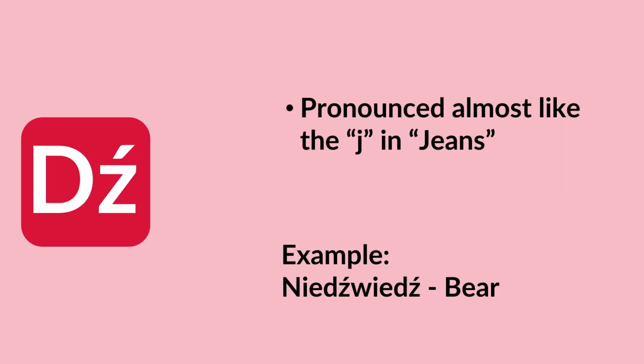This is the second D digraph, and it uses the Z with the dash diacritic. It is pronounced as j, and it sounds quite similar to the J in the word jeans. An example of this digraph being used in a word is niedźwiedź, which means bear in English.